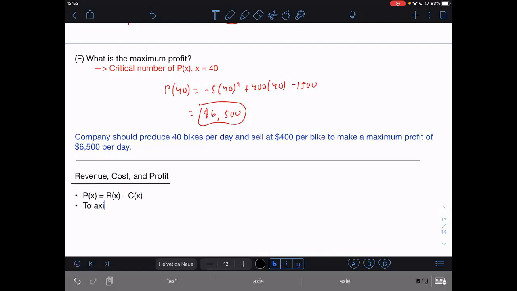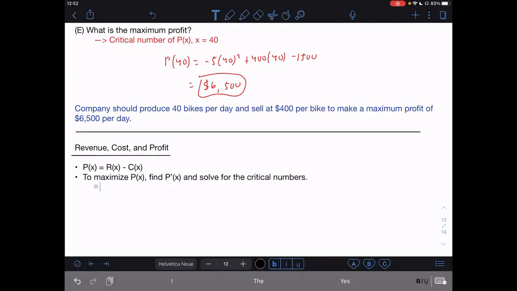And to maximize our profit function, to maximize P of x, like we did in that example, what we did is we found the first derivative, P prime of x, and solved for the critical numbers. Usually it will be just one number, but we can say critical numbers. But usually for these problems, it will be just one critical number that we find. But there can be multiple.